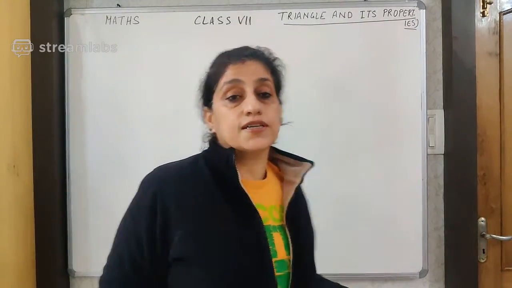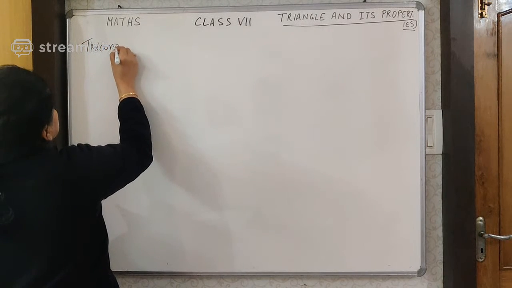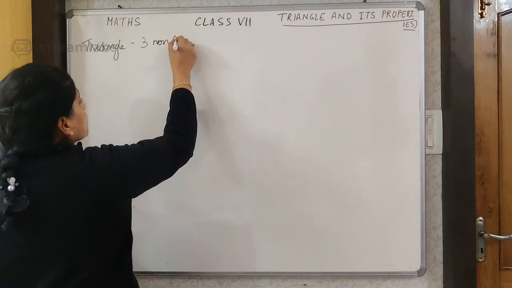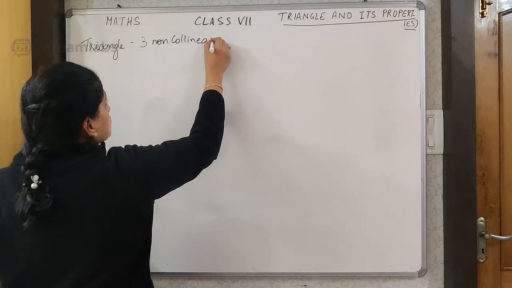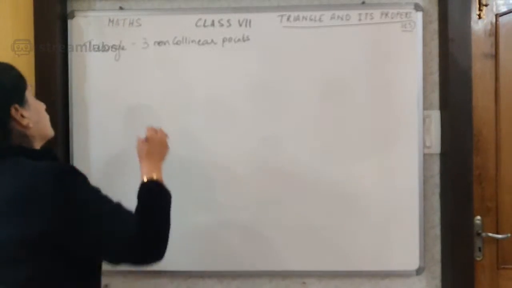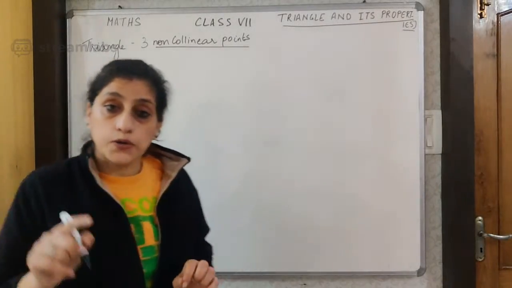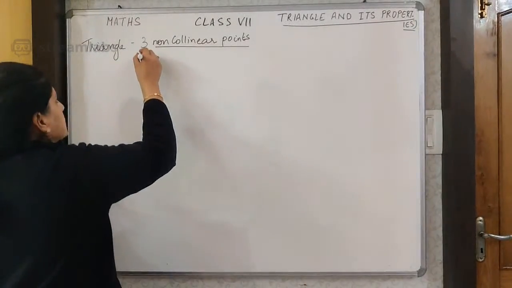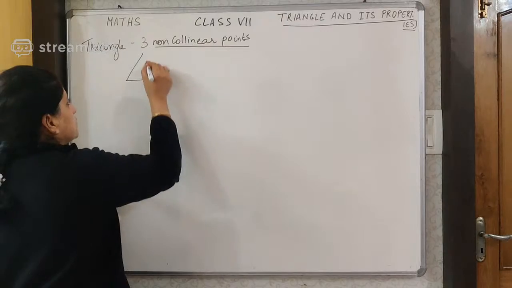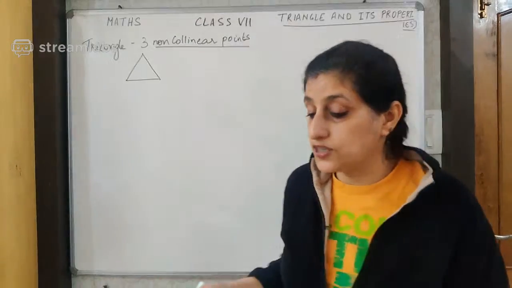So first of all, what is a triangle? A triangle is made up of three non-collinear points. If I join three non-collinear points, what am I going to get? I am going to get a triangle. When I say three non-collinear points, it means 3 points which are not in the same straight line. So you can see if I have 3 points here and I join these, I am going to get a triangle. Now we are going to discuss the terms related to the triangle.